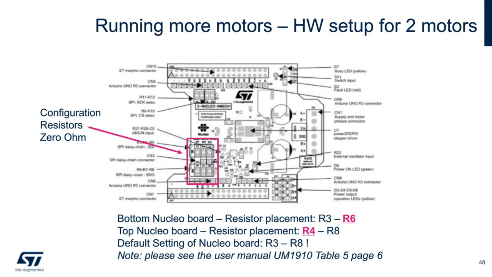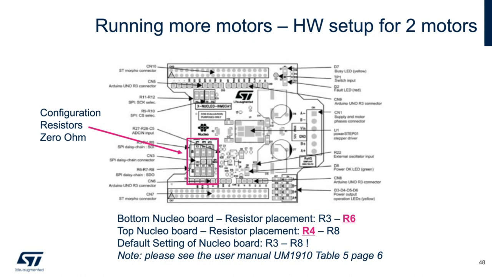The ST Nucleo ecosystem has also solutions for those who would like to evaluate and test more complex systems, for example, with more than one stepper motor. The Nucleo ecosystem with PowerStep01 allows to build a system with up to 3 IHM03A1 evaluation boards. In order to ensure proper communication over the SPI bus, small hardware modifications are required. Quick overview is on this slide, and more details about zero ohm resistor placement can be found in the user manual UM1910. Once we finish the hardware modifications, we can put those boards together, and now they are ready for the complex and advanced testing.